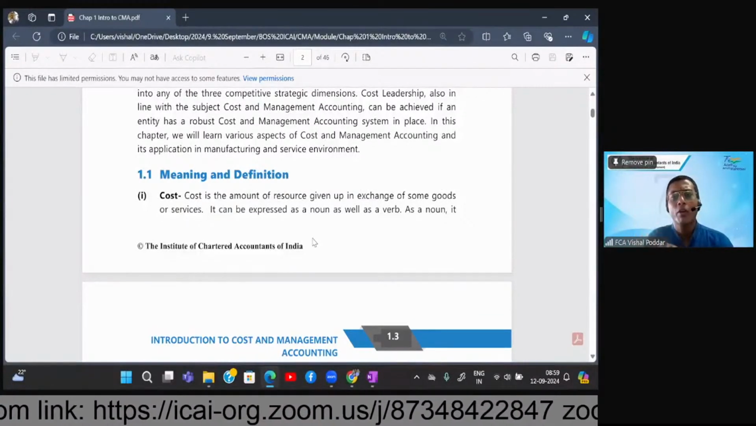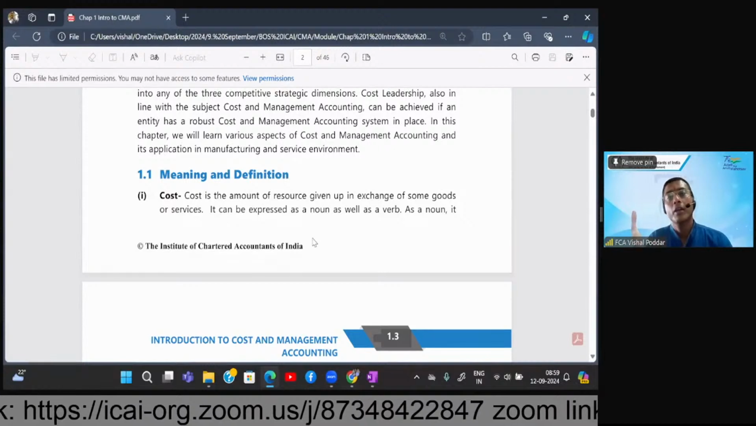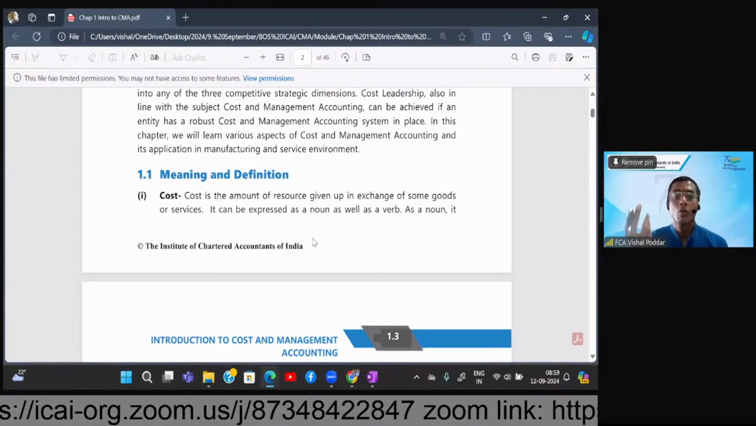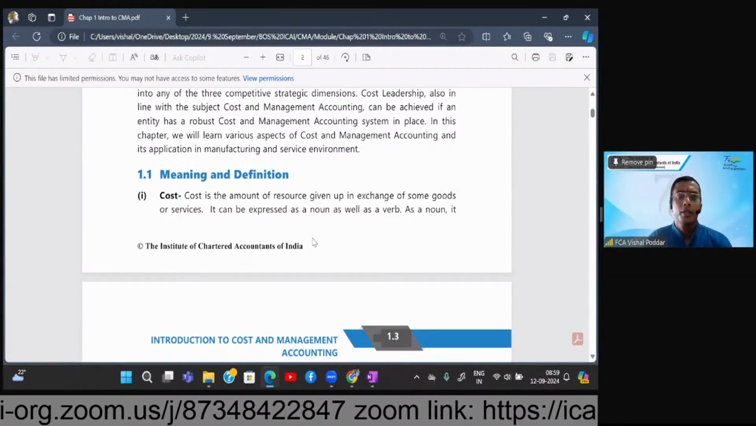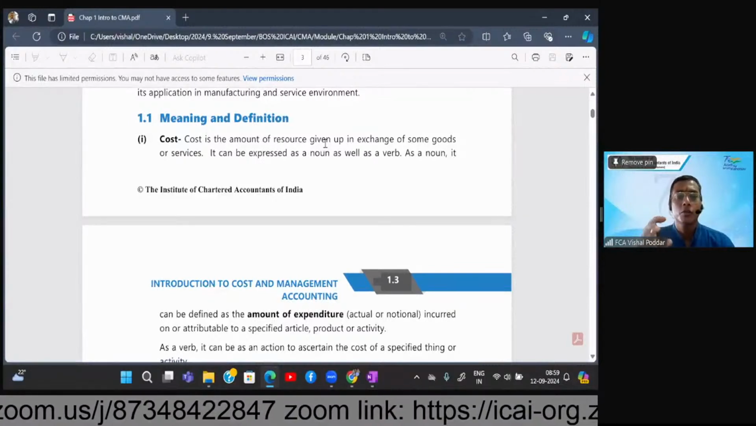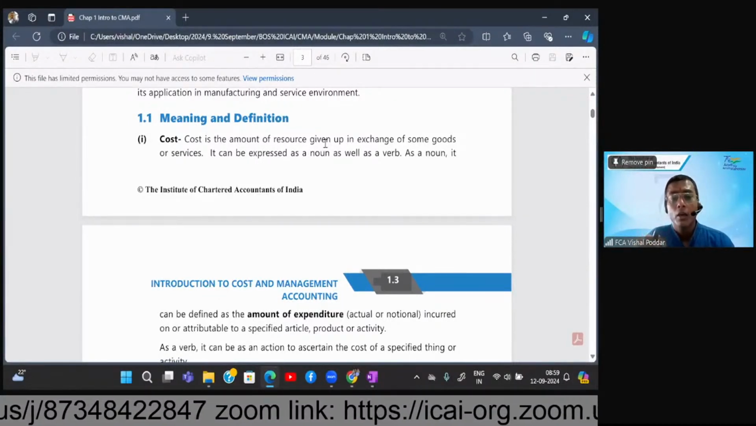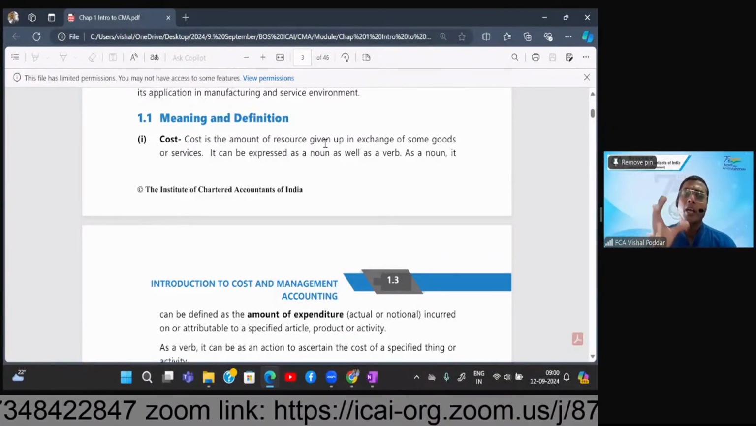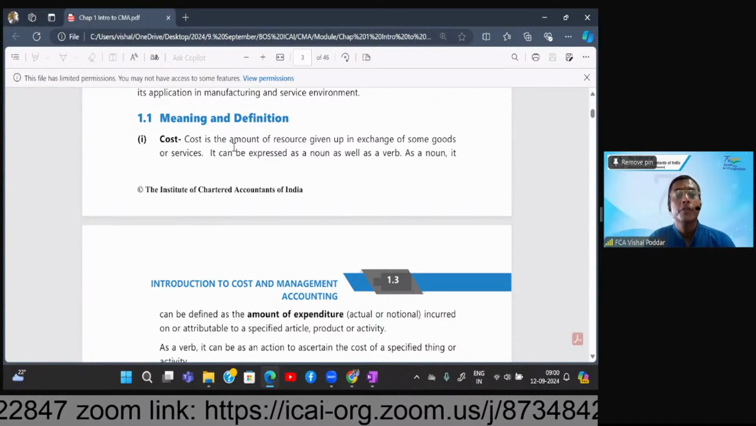Now, those days are gone when they asked such direct questions, but still you need to know there is a rarest of rare possibility that out of 10 papers, one paper may suddenly ask you for 1 or 2 marks to define cost. But generally, these definitions are nowadays not asked. So, cost is the amount of resource. Now, see, what was cost in our understanding? It is expense incurred or attributable to your output. Now, they have taken the same definition, but expanded it, saying cost is the amount of resource given up in exchange for some goods or service.